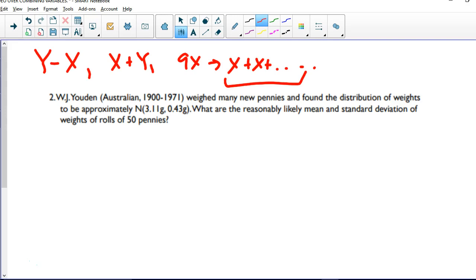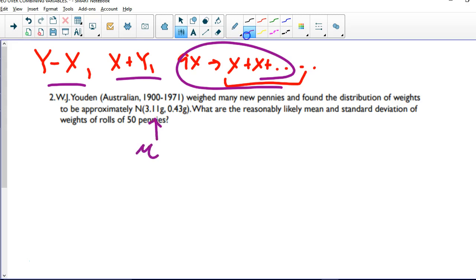It seems like people struggle with these more than they do these. Okay, it says, W.J. Uden weighed many new pennies and found the distribution of weights to be approximately normal, with the mean being 3.11 grams and the standard deviation of 0.43 grams. What are the reasonably likely mean and standard deviation weights of rolls of 50 pennies?